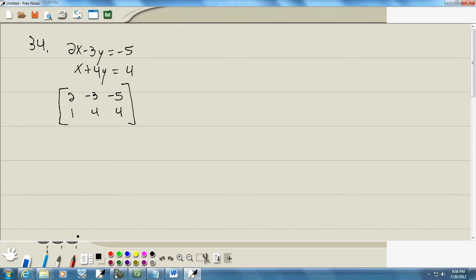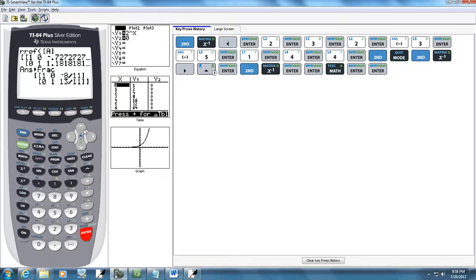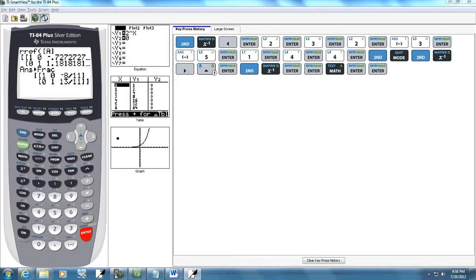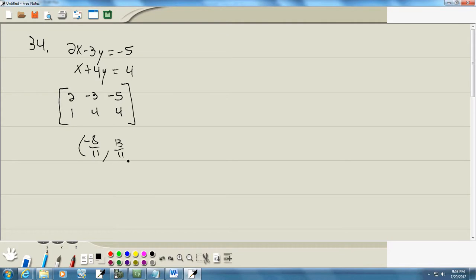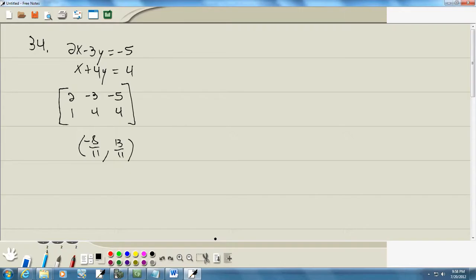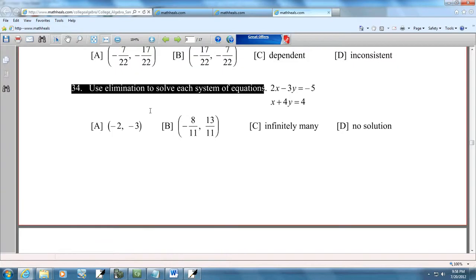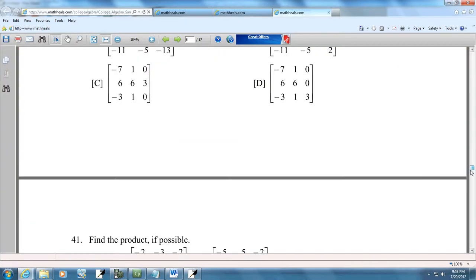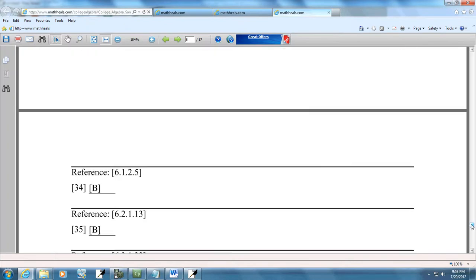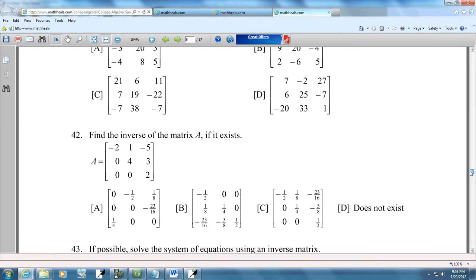So our answer to this problem will be negative 8 elevenths and 13 elevenths, assuming I typed the numbers in correctly. Negative 8 elevenths, 13 elevenths, looks like B as in Bill. So our answer is going to be B. So 34B. And go down, and it checks.